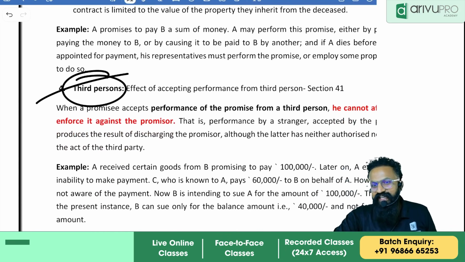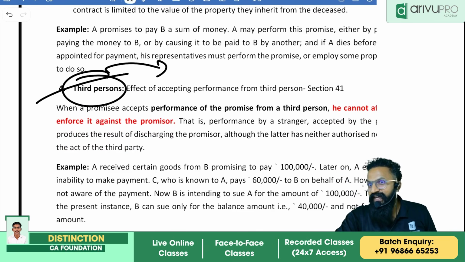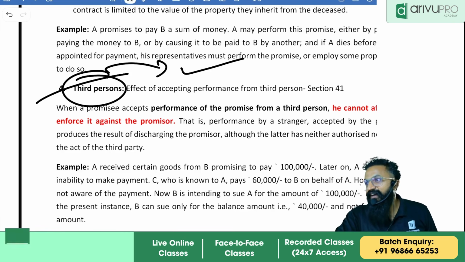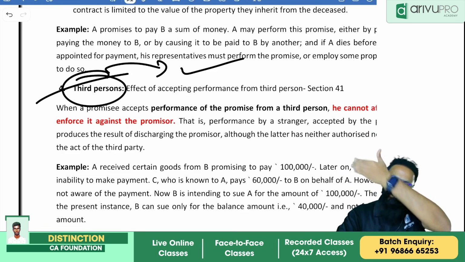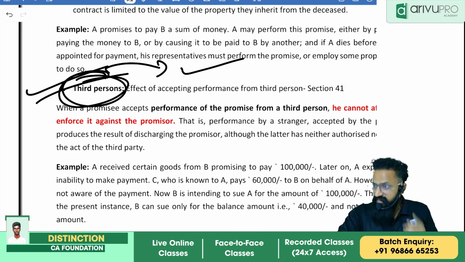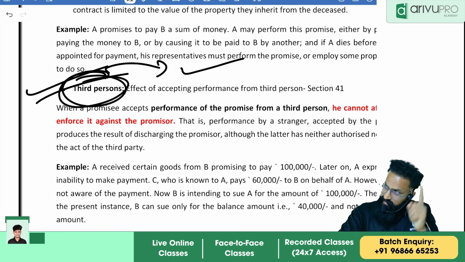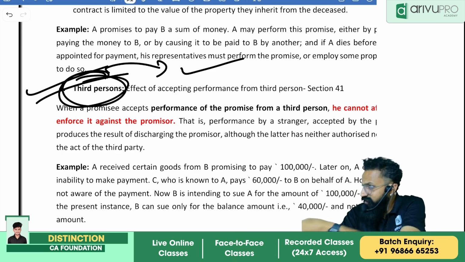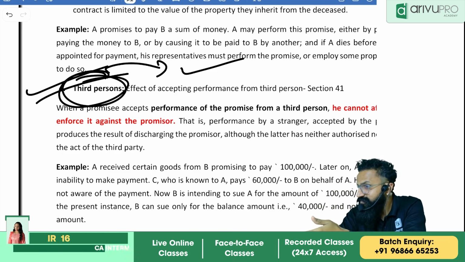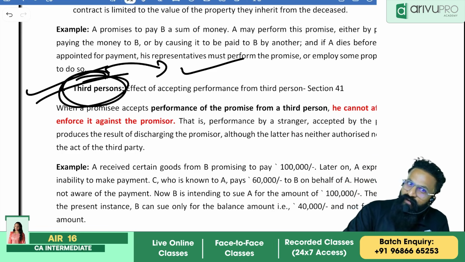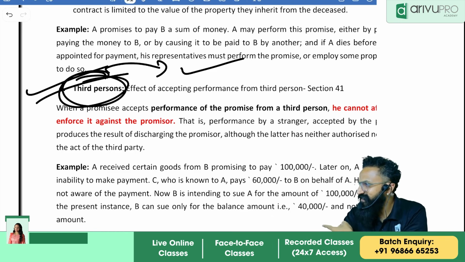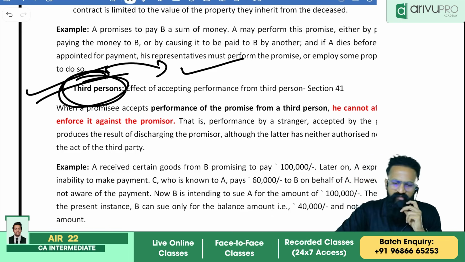Sonu had to go and sing. Sonu sent Mika. So if you accept it, well and good. We don't have a problem. Chinnaya versus Ramaya: consideration need not move from promisee only. It can move from any other person, a third party. Just that later on I cannot enforce it against you. Yes or no? Mika performed it. I cannot again enforce it on Sonu if you have accepted it. We saw it in the case of Sonu versus Mika.